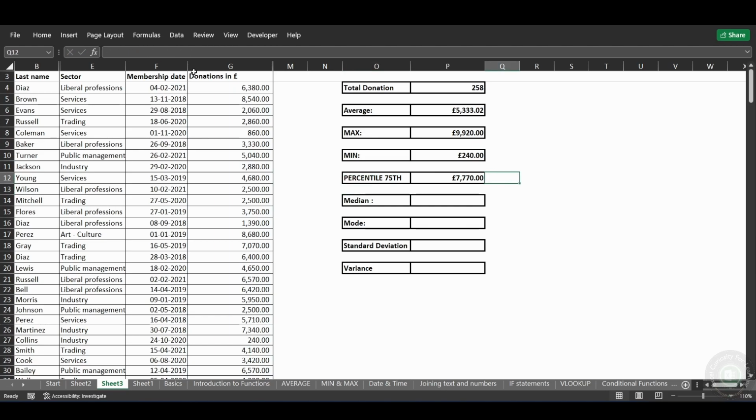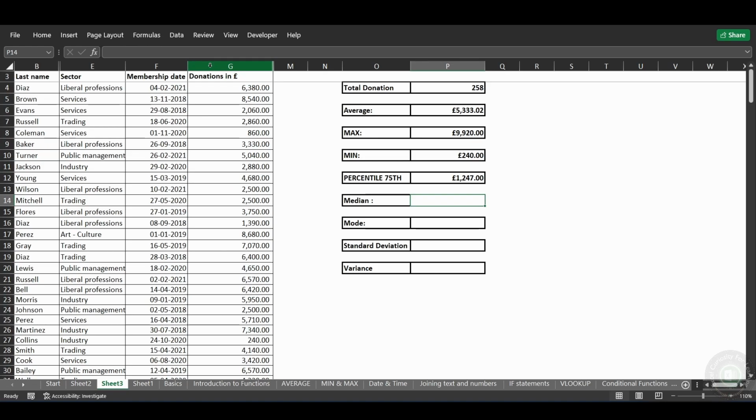So here the highest we found was 9,920. So the 75th percentile in this donation data is approximately 7,770. If you look at the 10th percentile, the donation amount is something around 1,247 pounds.